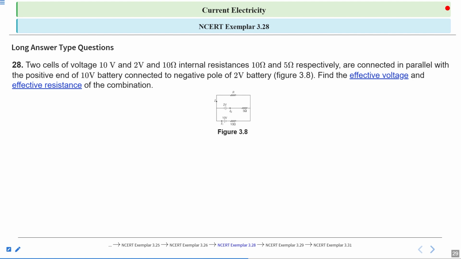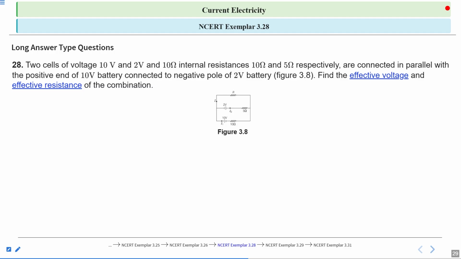So next question, long answer type questions. Two cells of voltage 10 volt and 2 volt and internal resistance 10 ohm and 5 ohm respectively are connected in parallel with the positive end of the 10 volt battery. In the diagram you can see.